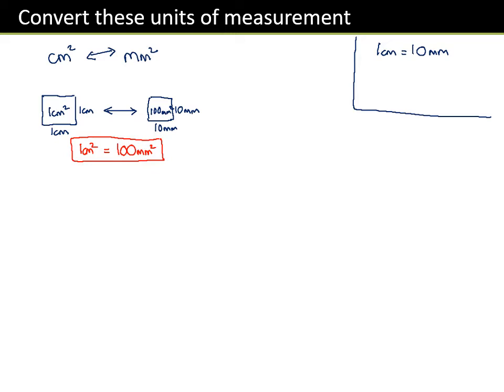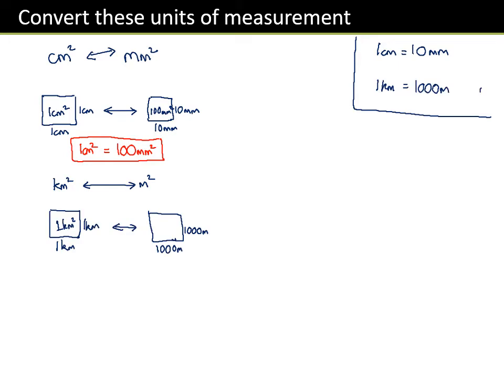Suppose I want to do kilometres squared and metres squared. Do exactly the same thing. Imagine a square, label the sides 1 kilometre and 1 kilometre, and then draw the same size square with the side lengths labelled in metres. And the standard conversion I'm using is 1 kilometre is 1,000 metres.